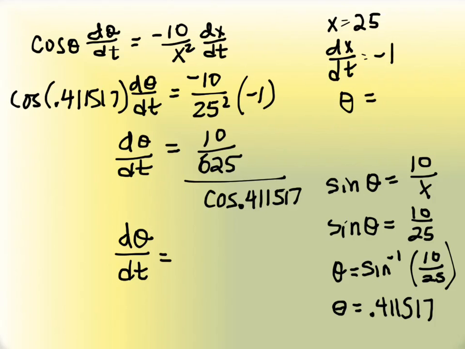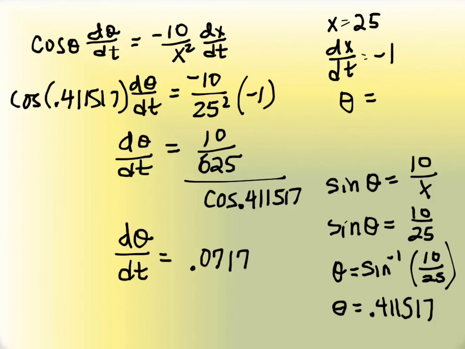And because of the types of angle measurements that we're working with and so forth, let's go ahead and keep, let's say, 4 decimal places for our solution. So take 10 over 625, press enter, and then divide that by the cosine of 0.411517. What do you get? We're doing 4 decimal places? We'll go 4, yeah.